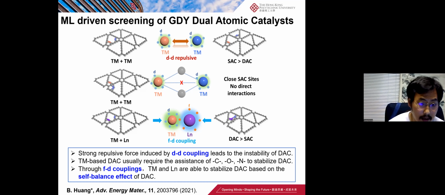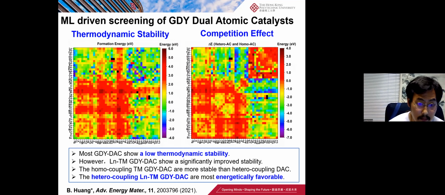The FD coupling can induce a self electron balance effect to alleviate the repulsive force for a stable DAC system. To find out the promising dual metal combinations for experimental synthesis, we have investigated all the DACs between the transition metals and the lanthanides.